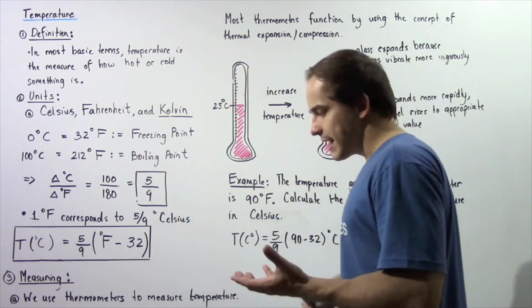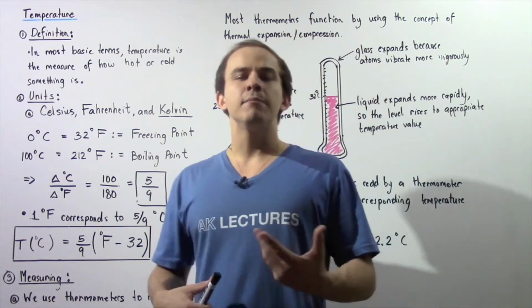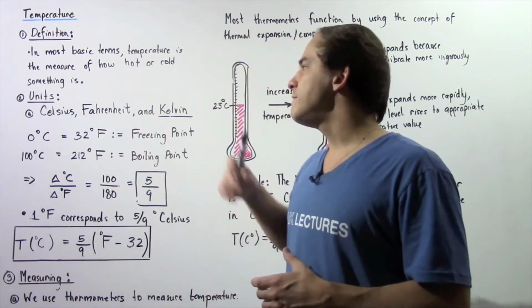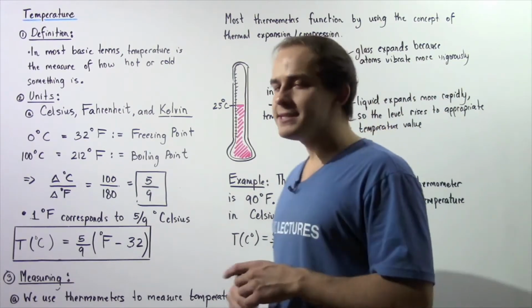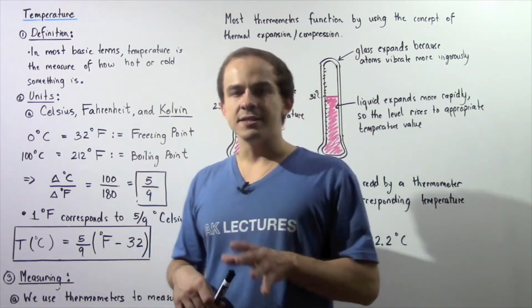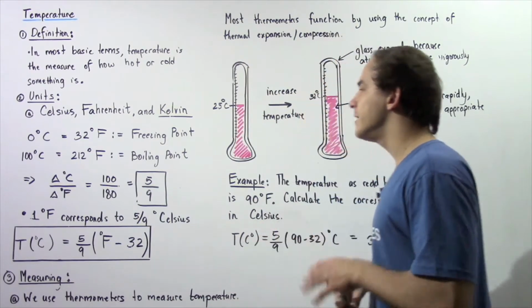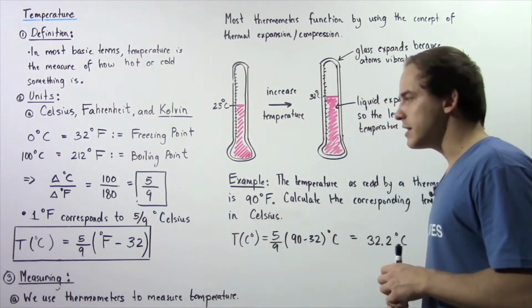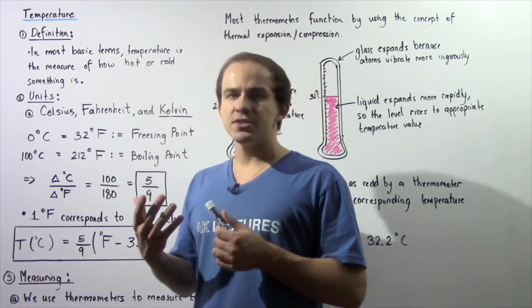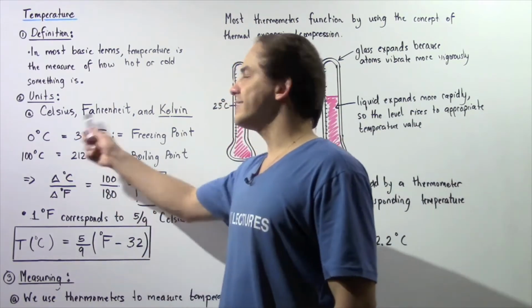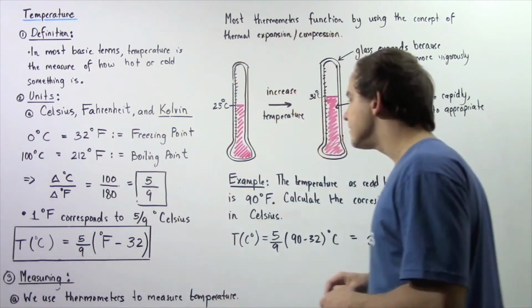The Celsius scale is most commonly used worldwide. The Fahrenheit scale is primarily used in the United States. And the Kelvin scale is the scale that is used by the scientific community. Now, in this lecture, we're only going to discuss the relationship between the Celsius and Fahrenheit scales.